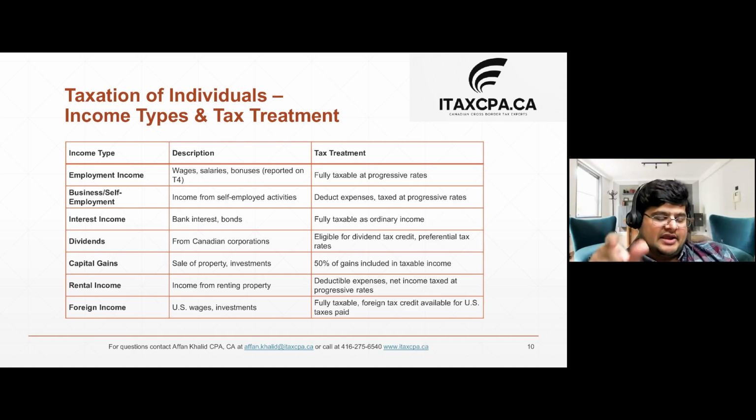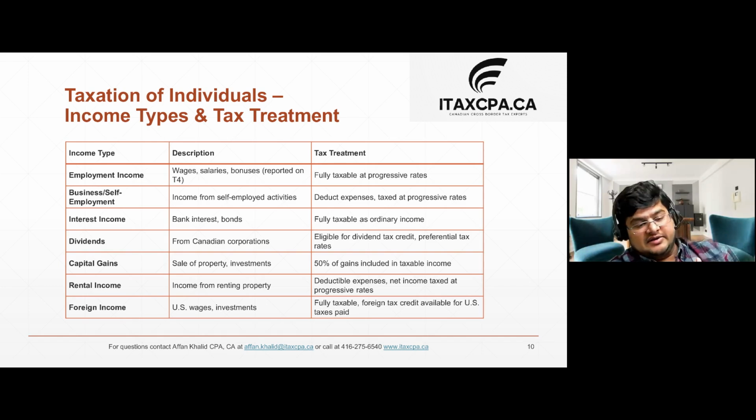a preferential tax treatment. So as an investor, if I invest in TD Bank or RBC, which are among the largest banks here in Canada, and I receive a dividend, I will get a preferential tax treatment for that income compared to me earning employment income, let's say. Okay, so there's a preferential tax treatment for dividends I've earned from large corporations.